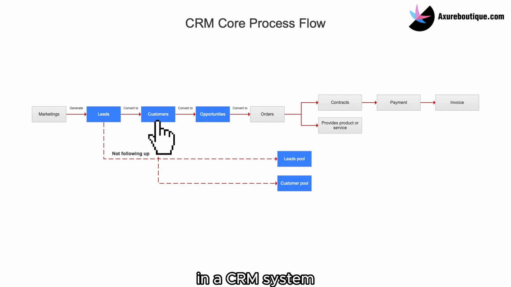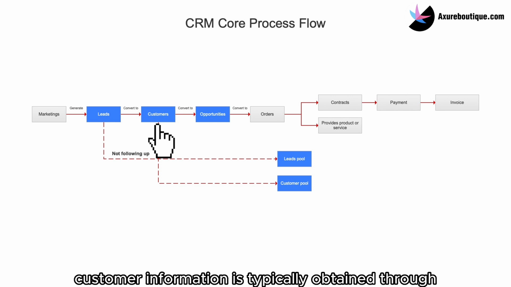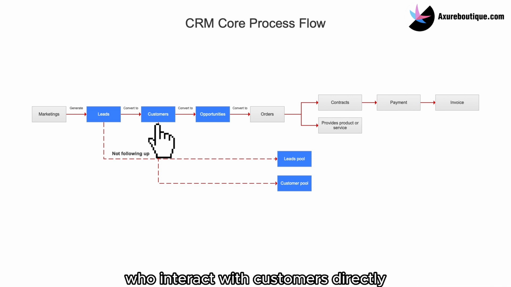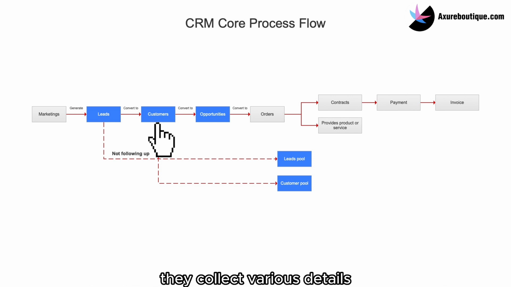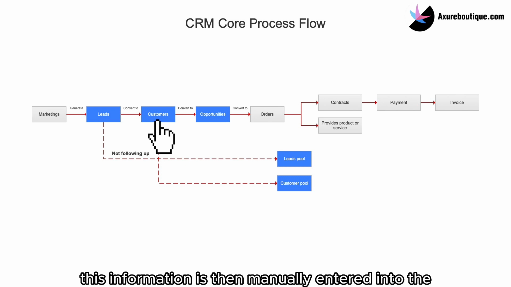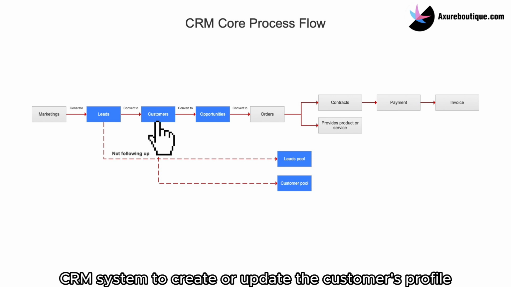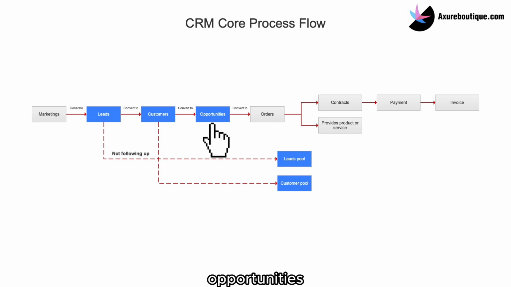In a CRM system, customer information is typically obtained through sales representatives who interact with customers directly. When a sales representative interacts with a customer, they collect various details such as contact information, purchase history, preferences, and any other relevant data. This information is then manually entered into the CRM system to create or update the customer's profile. Opportunities: once a customer is created, there may be opportunities for selling products or services.